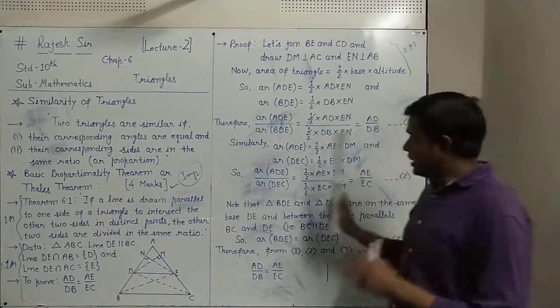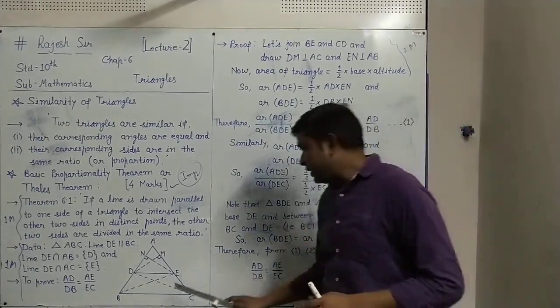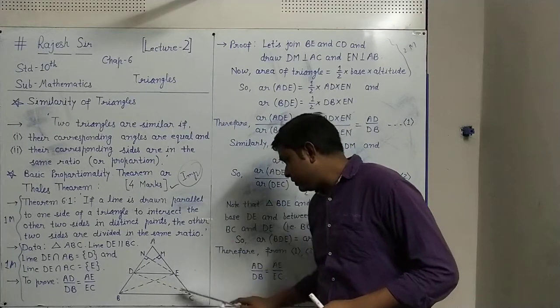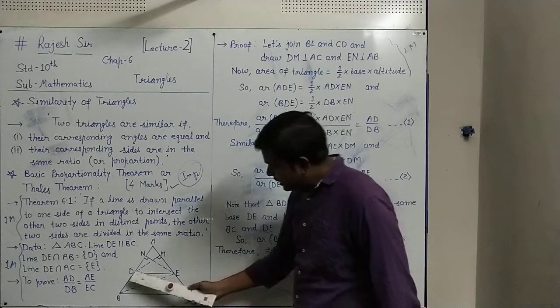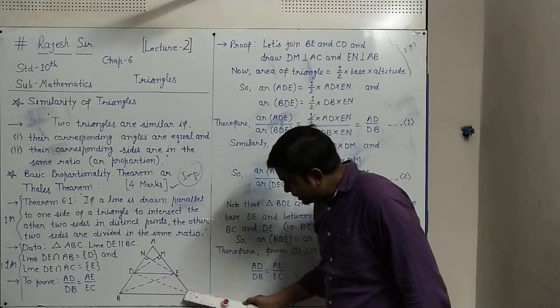And next we will take the area of triangle DEC. For this triangle's area, again DM can be considered the altitude on EC.